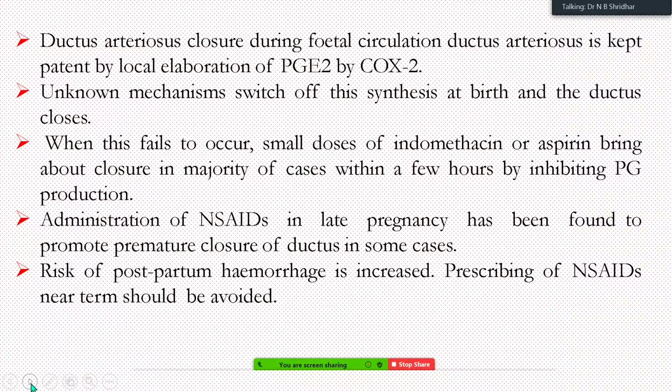That's in the case of small newborn kids, this is very problematic. The ductus arteriosus in the heart is not going to close. So, whenever you use small doses of indomethacin and aspirin, which are very specific inhibitors of the COX-1 pathway, and administration of NSAIDs in late pregnancy has been found to promote premature closure of the ductus in some cases. Means, suppose in a family there is a history of delayed closure of the ductus arteriosus, then the pregnant woman can be administered NSAIDs, so that early closure of the ductus arteriosus occurs in the offspring, and the risk of postpartum hemorrhage is increased, and prescribing of NSAIDs near term should always be avoided. So, postpartum hemorrhage may be increased because of the decreased clotting time.